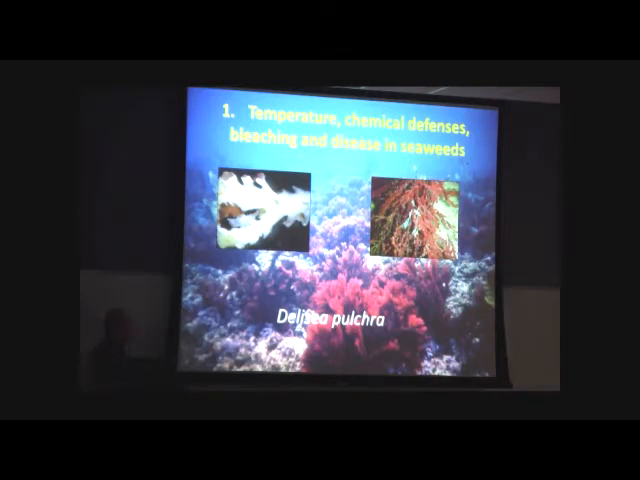So we worked for a number of years on this red alga, Delisea pulchra, which is arguably the most common foliose red alga in that part of the world. So as you can see, it forms reasonably extensive beds on the sea bottom. We've done a bunch of things with chemical defenses. Over the last few years, though, we noticed what we're calling a bleaching disease.